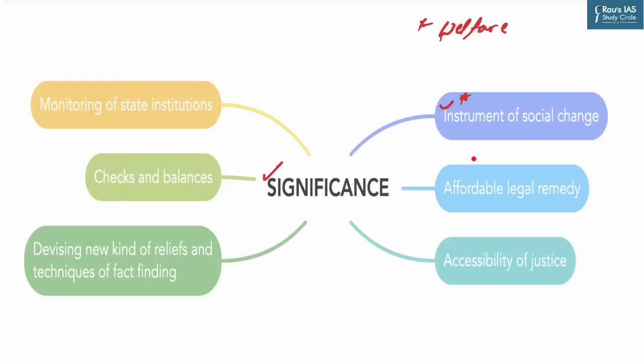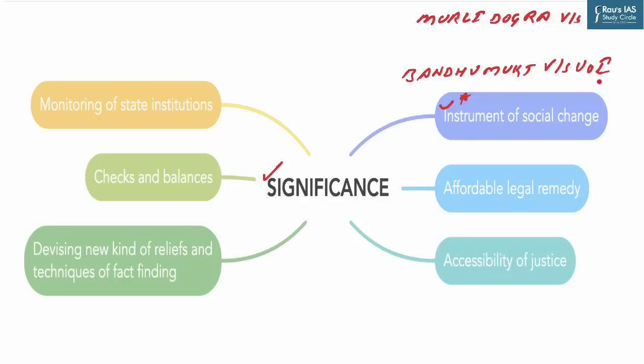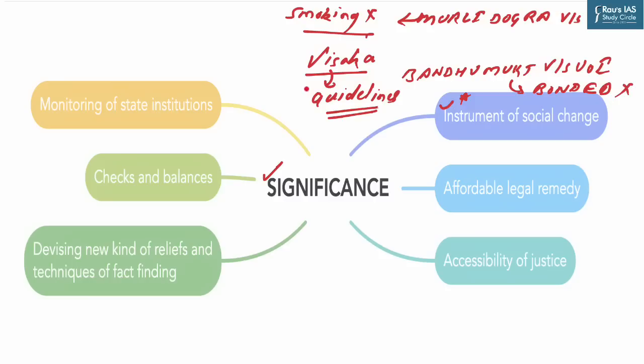PIL has been used as a strategy to combat the atrocities prevailing in society. It is an institutional initiative towards the welfare of the needy classes of society. In Bandhu Mukti Morcha versus Union of India, the Supreme Court ordered the release of bonded laborers. In Murli S. Dogra versus Union of India, the court banned smoking in public places. Another very popular case is Vishakha versus State of Rajasthan, in which the Supreme Court provided guidelines which later became the basis for the much awaited and warranted Prevention of Sexual Harassment at Workplace Act.